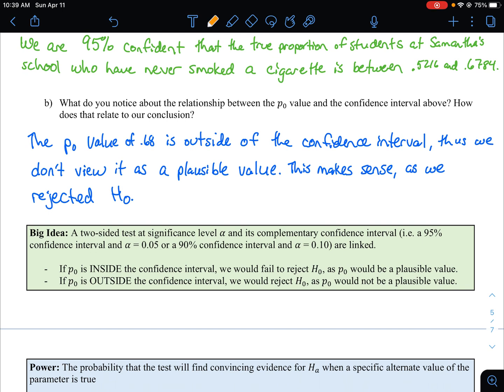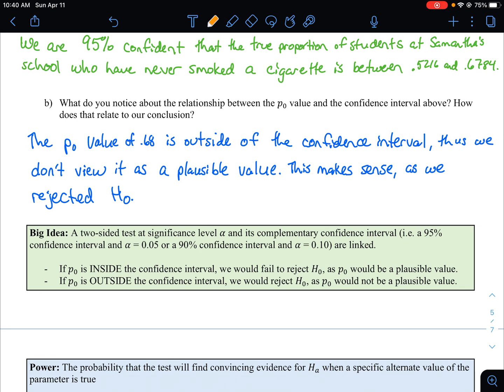If the claim value is inside of the confidence interval, we would fail to reject it because what that means is that the claim value is a plausible value. It could happen within reason. So we would fail to reject. Whereas if the claim value is outside of the confidence interval, we're going to reject the claim because we don't deem it to be a plausible value. So that's just a really good relationship to be aware of and to understand for any two-sided test.